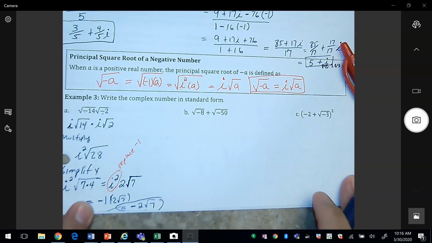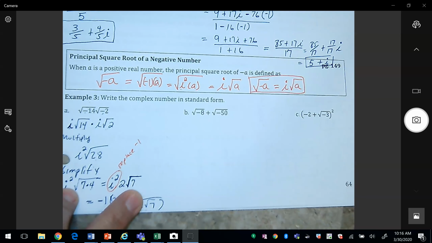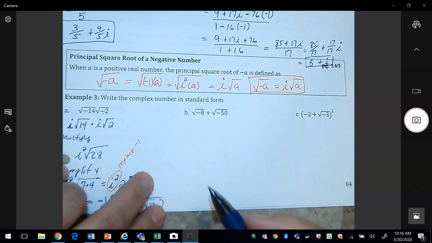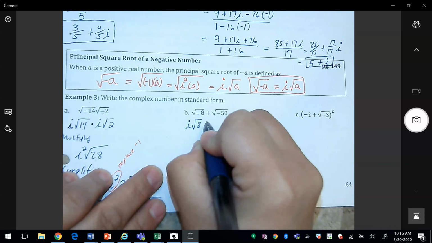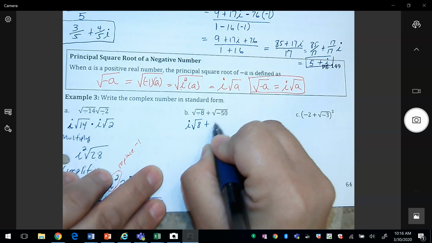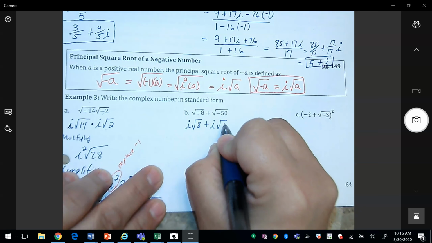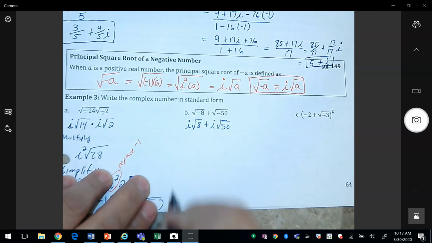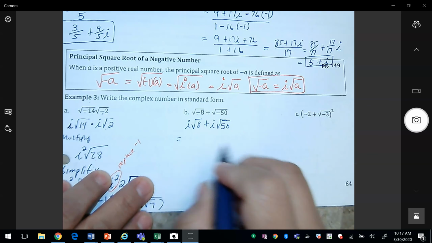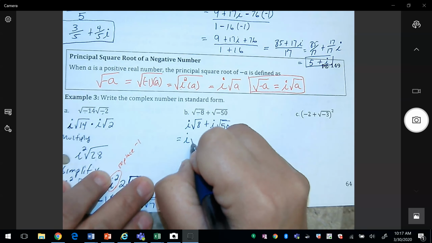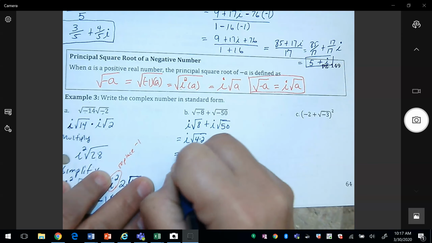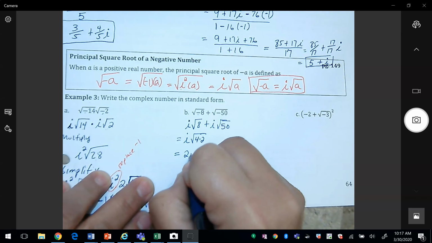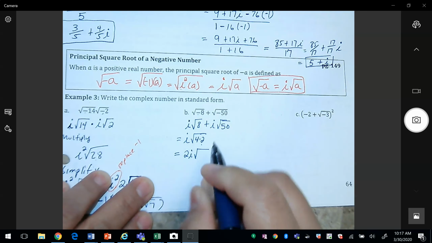Okay, let's try example 3b. So here again, we can fix this negative 8 so that we don't have a negative in the square root. So this negative comes out as i. And the same for the negative 50. This would be i square root of 50. So now, if we simplify, this is going to be i. The square root of 8 I can write as 4 times 2. So the 4 would come out as a 2, and the second 2 would remain inside.